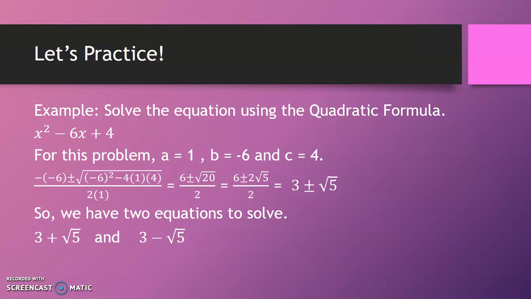If I try to type those into my calculator, you're going to get really long, irrational numbers. So those decimals are going to continue to go on forever, even though your calculator is only showing you a small portion of that number. So when we have problems like this, we just round our answers. So I get 5.24 and 0.76.